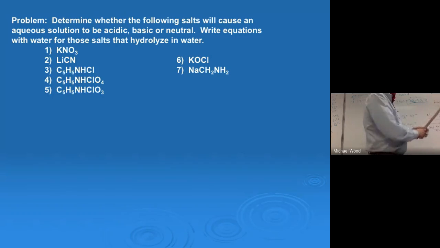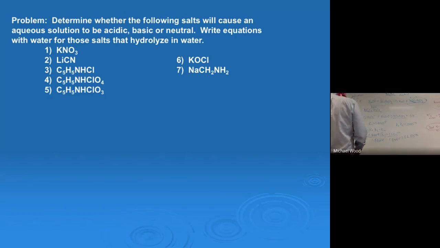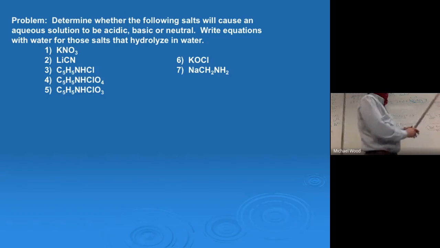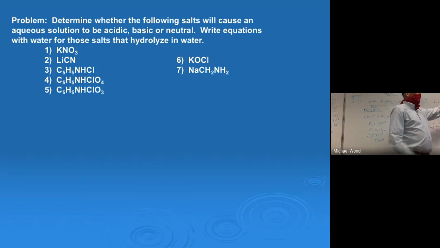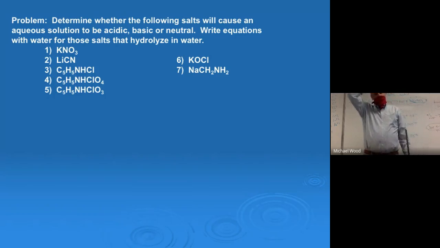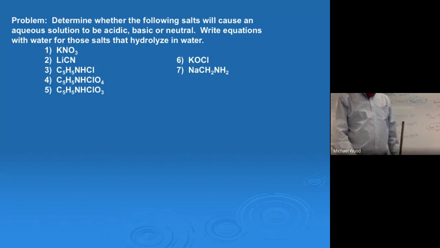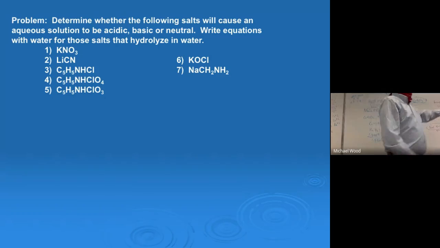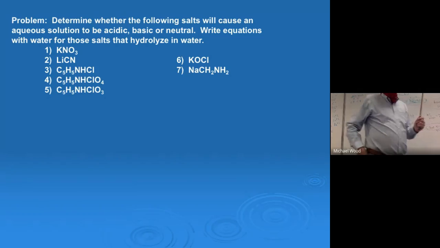Okay, the second one, LiCN. So Li is here, it's a spectator, so weak it can't do anything. But CN is not in this list. So that means that the conjugate base is strong enough to hydrolyze water. That means this solution is basic. And tomorrow or Thursday, we'll work on writing equations. So number two is basic.